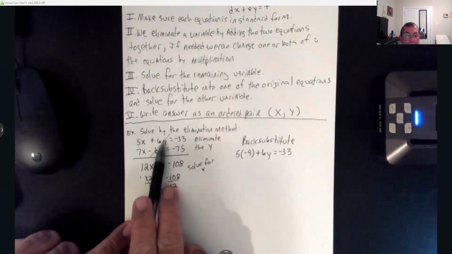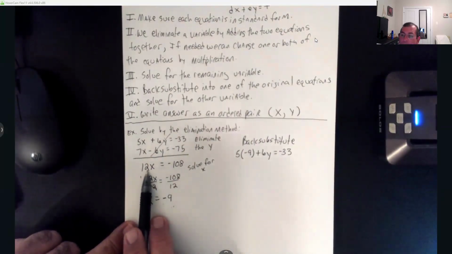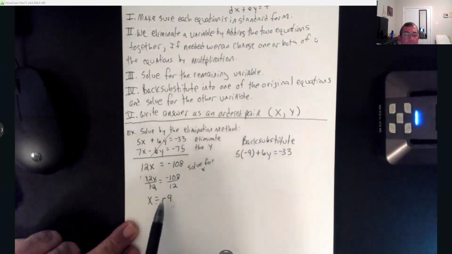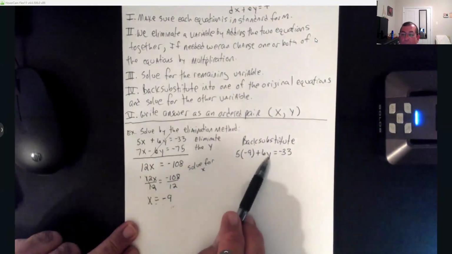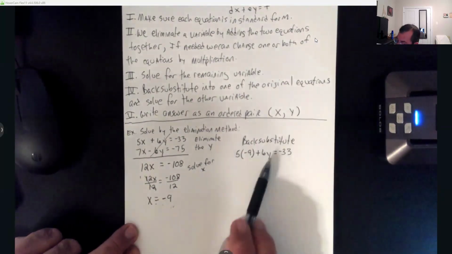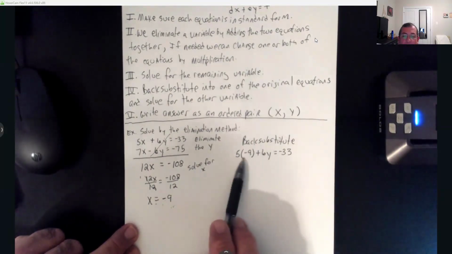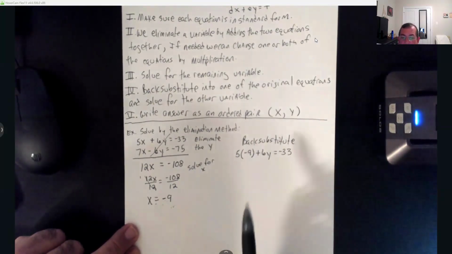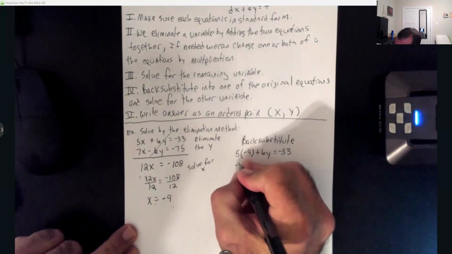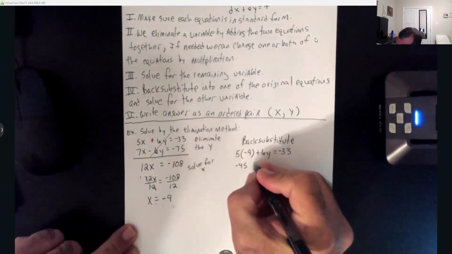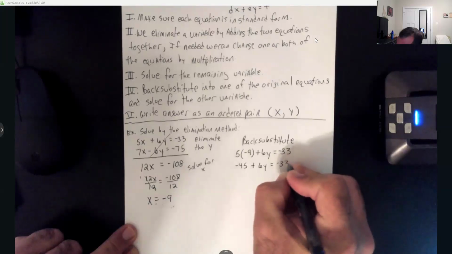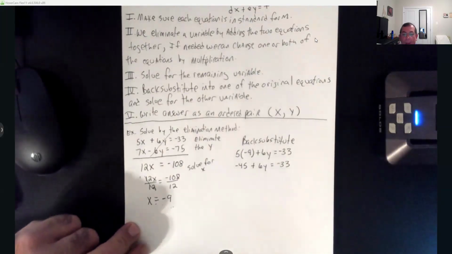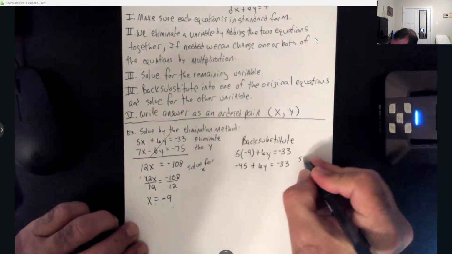Okay, so you went through, you eliminated, you had one variable left, you solved for it. Now, once we know what that variable is, we're going to plug it into this equation right here and solve it for the y. So we'll start out 5 times negative 9. That's going to give us what? Negative 45. Plus my 6y equals negative 33. Hey, y'all, at this point, we're going to solve for y.